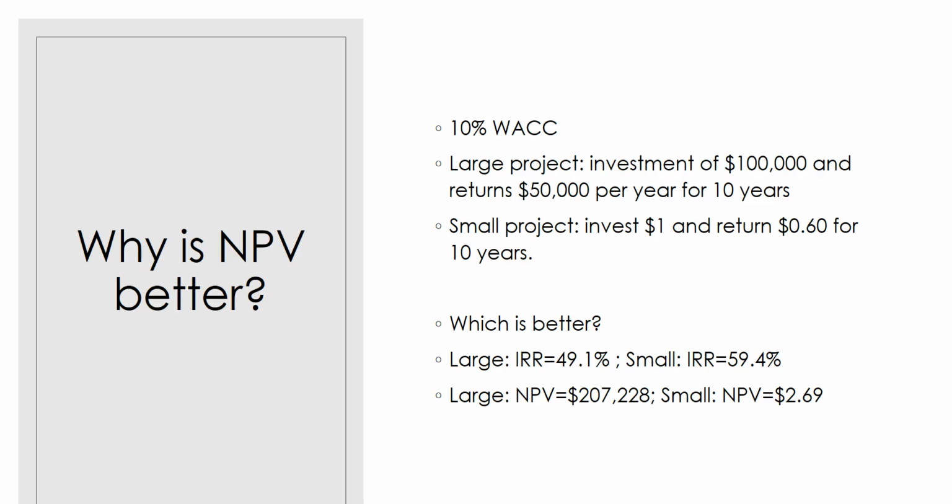So why is net present value better? If we have a 10% weighted average cost of capital and we have a large project with an investment of $100,000 that returns $50,000 a year for 10 years, or we have a small project where you invest $1 and it returns 60 cents for 10 years, if we were to calculate the internal rates of return and the net present value, we would see that internal rate of return prefers the small project.